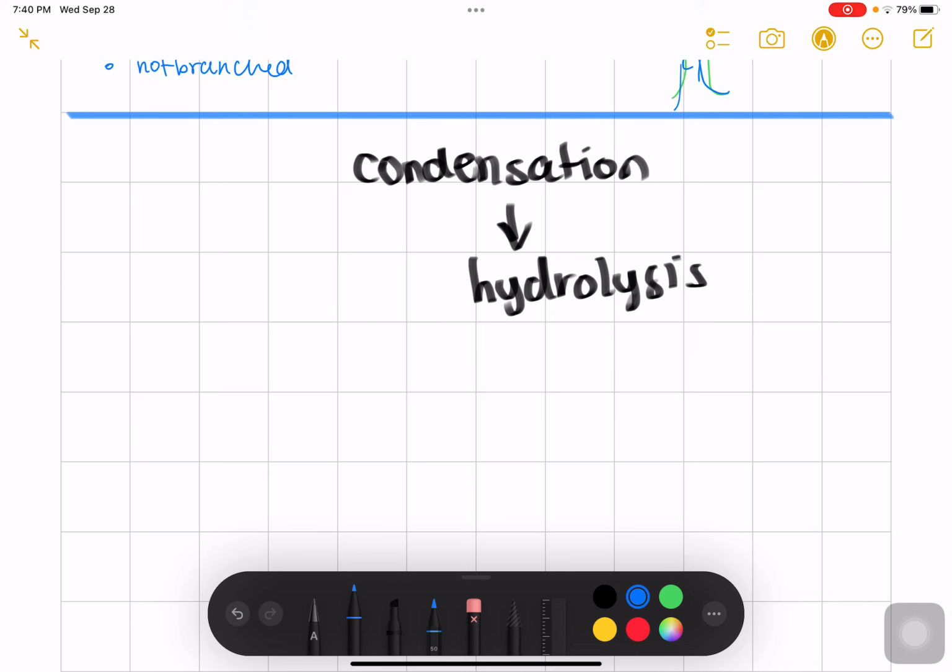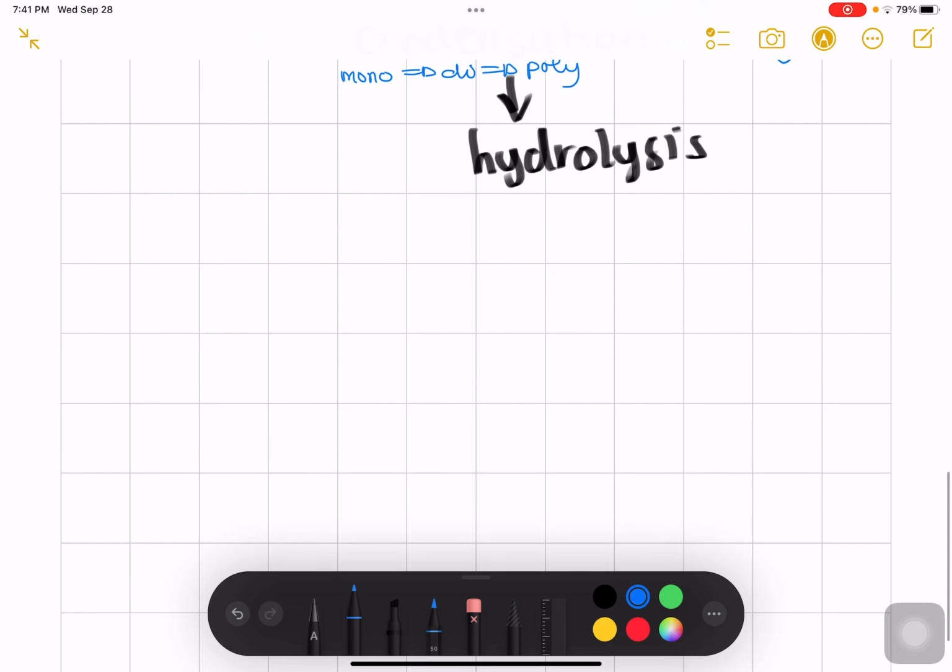So condensation is when you're building. It's an anabolic reaction. Condensation is a type of anabolic reaction that will use energy to build. So you're going from mono to di to poly, right? So you're going from, let's say, a glucose to a sucrose to a polysaccharide. Okay, so condensation.